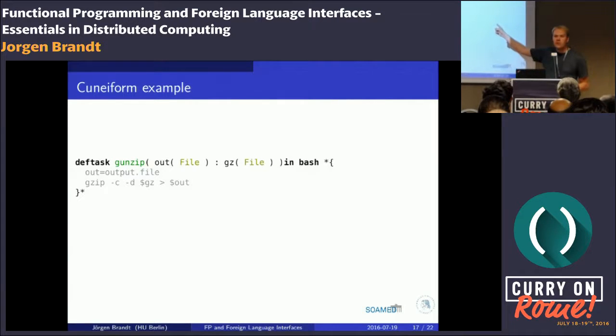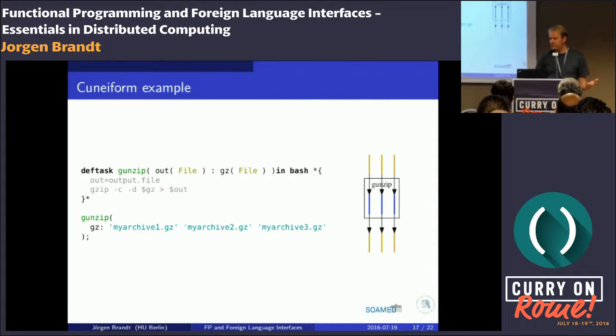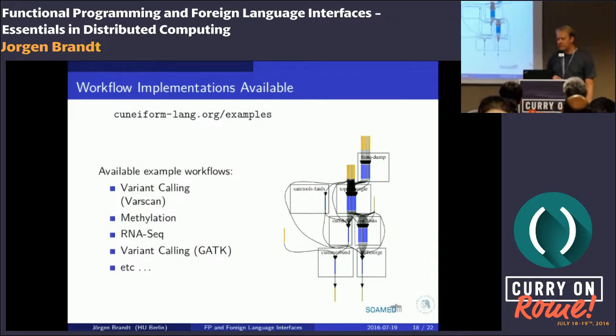And now I say, okay, I want to write this function in bash. And then I step out and put in some bash code, and then I'm done. And then I can just call this thing like a function. And when I call this function on a list of stuff, then the language interpreter is able to find out that the unzipping of my archive1.gz has nothing to do with my archive2.gz, and then it can do this in parallel and distribute it on the cluster and whatever. Very simplistic, but this is essentially how it works. And then we can compose out of this all kinds of workflows.